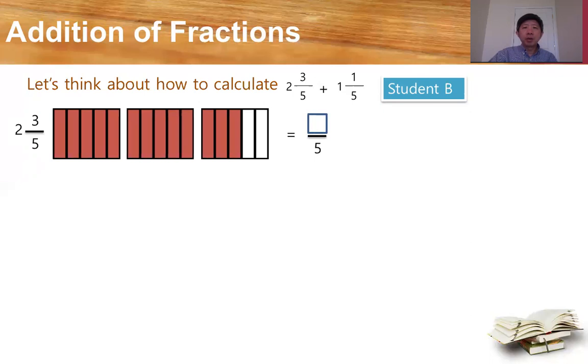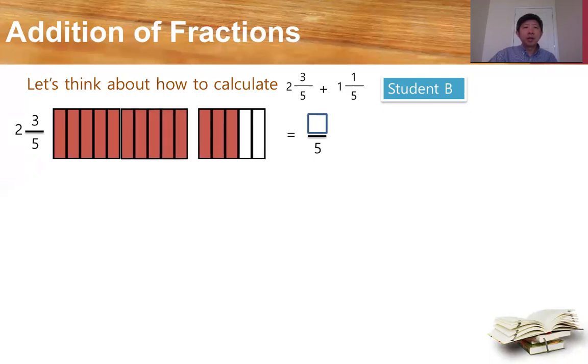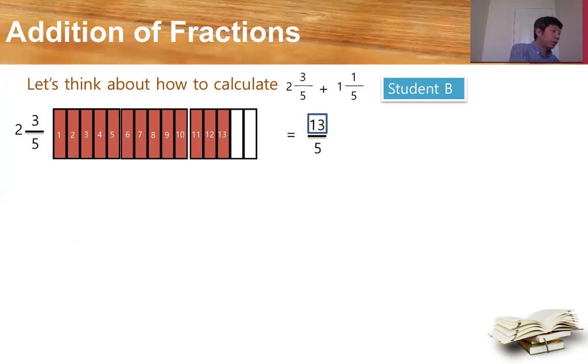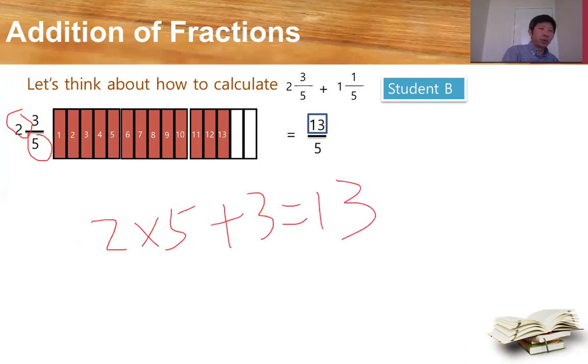Or what about next? Put together, you see this? 1, 2, 3, 4, 5, 6, 7, 8, 9, 10, 11, 12, and 13. Student B just responds this, change this into improper, right? So that's why we have 13/5. So basically, we take 2 times 5 and plus 3, and that's why we got 13, okay?